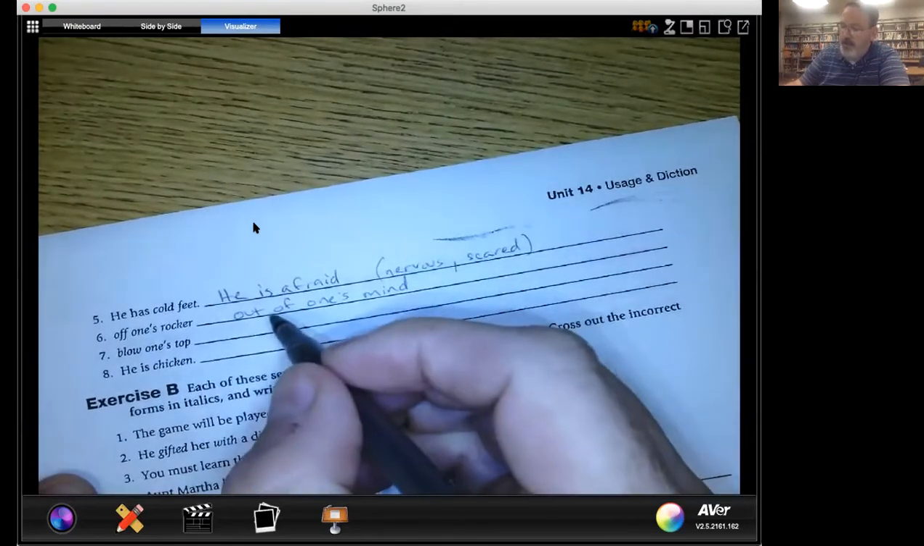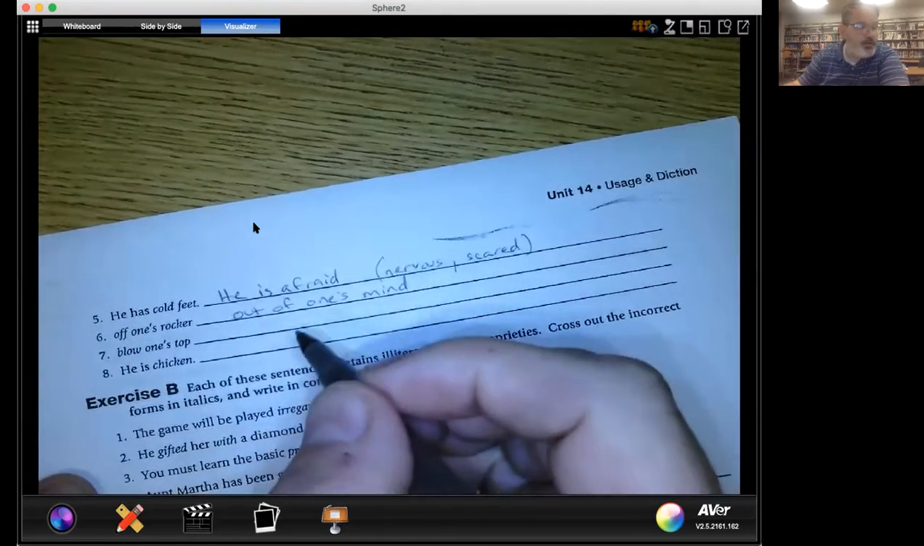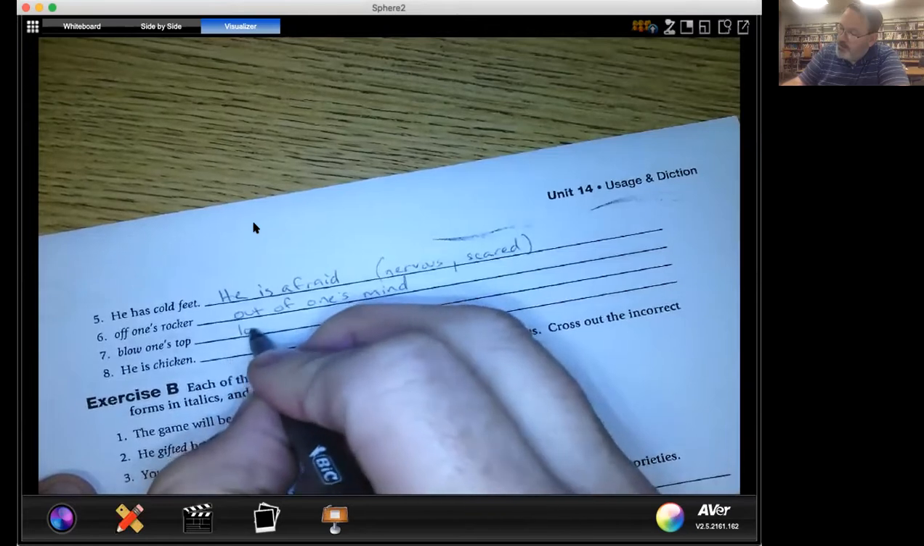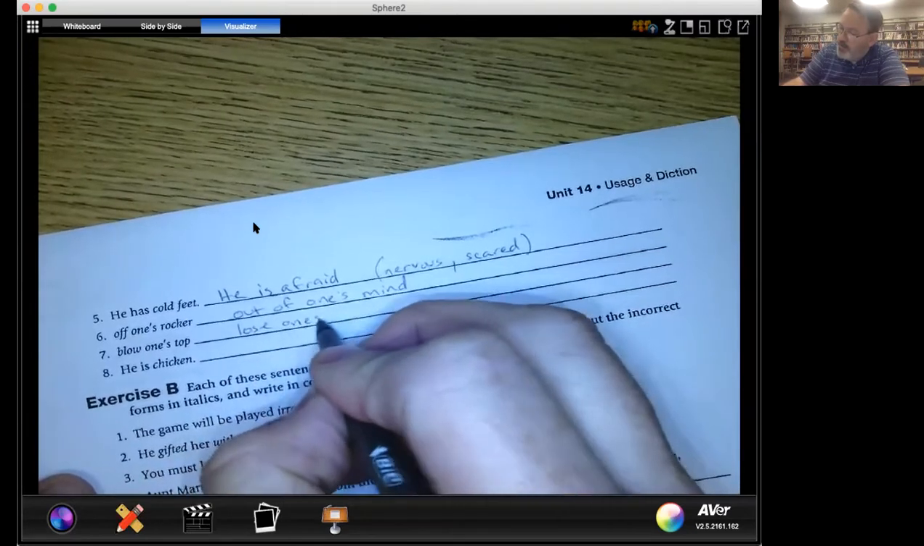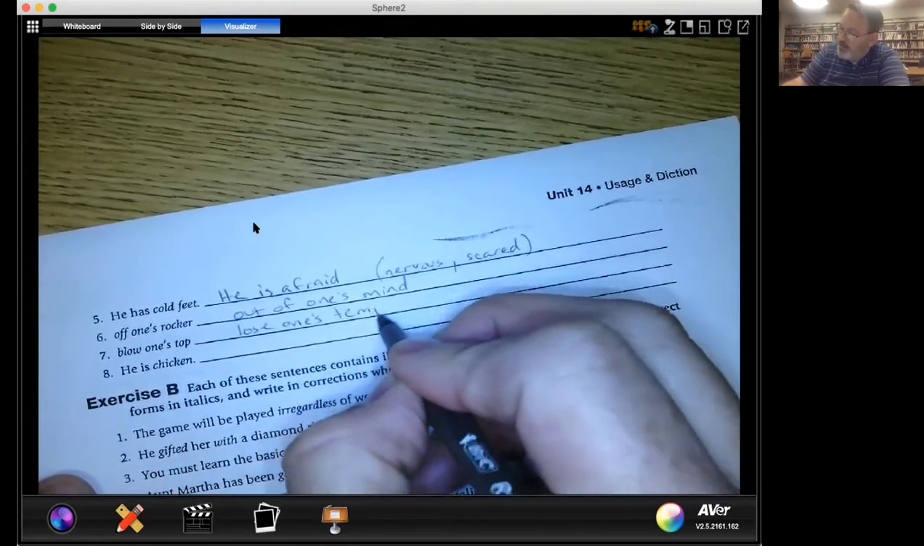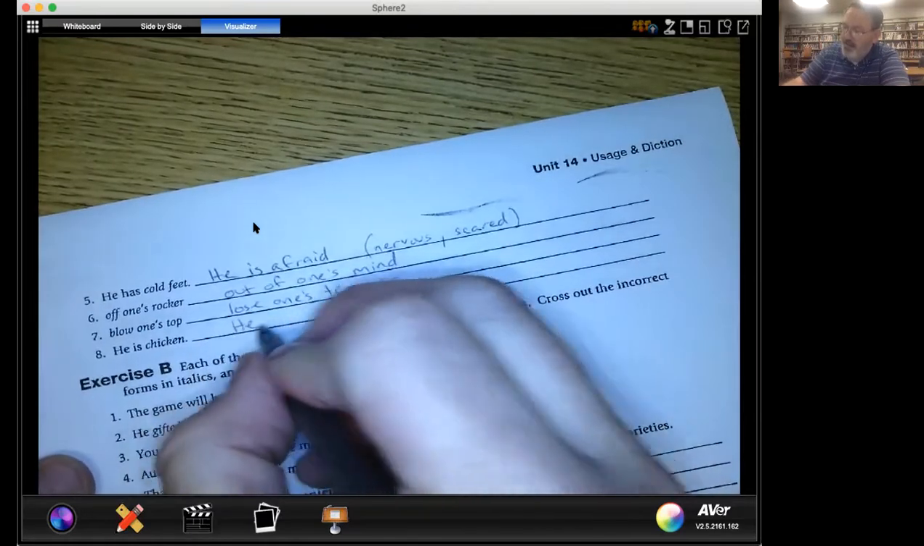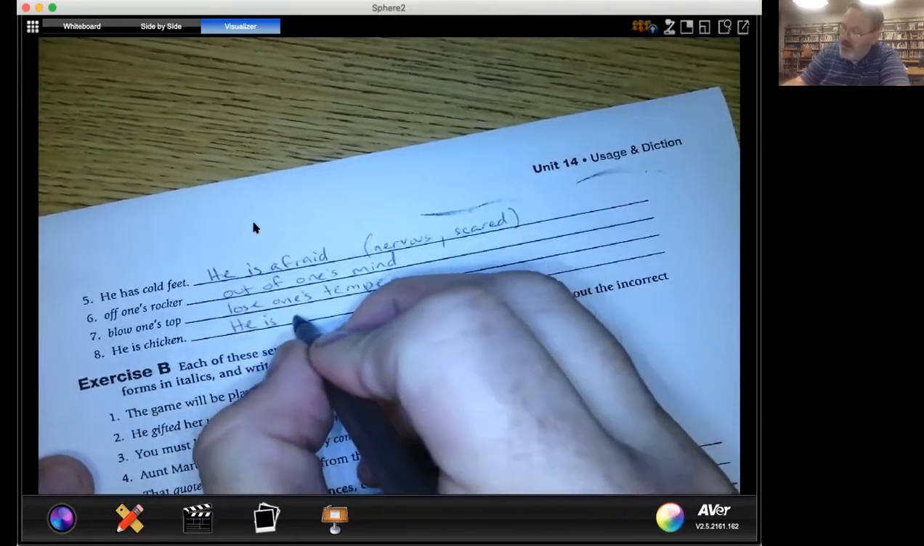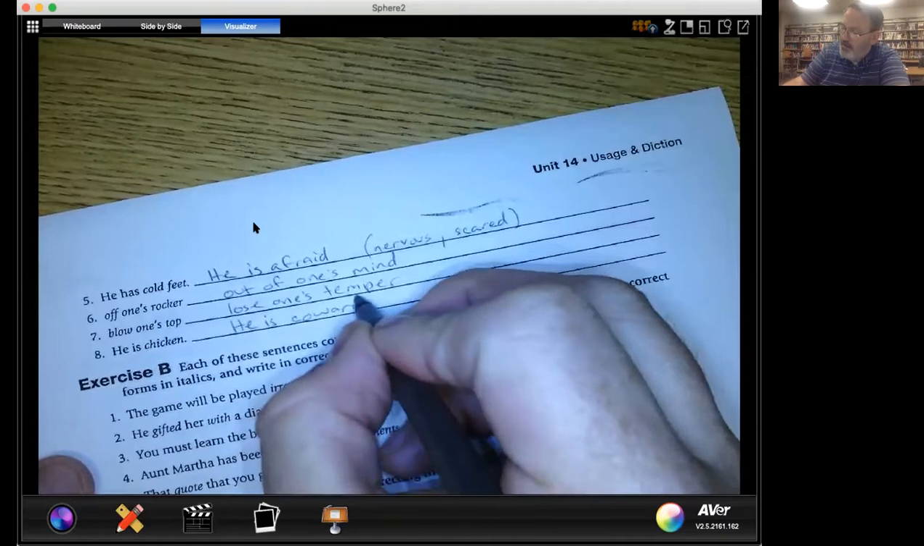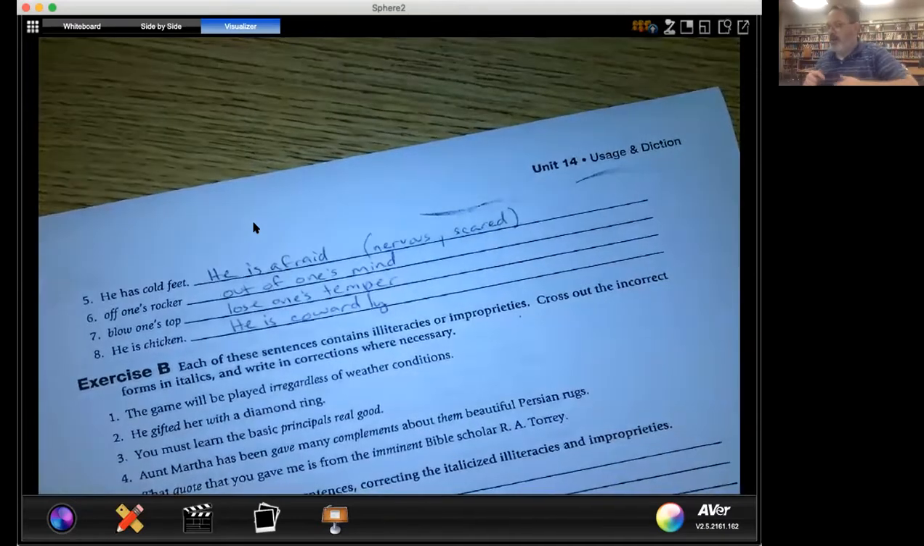Blow one's top, that's to get angry, to lose your cool. So, lose one's temper. He is chicken. He is cowardly. Or he is a coward. Okay.